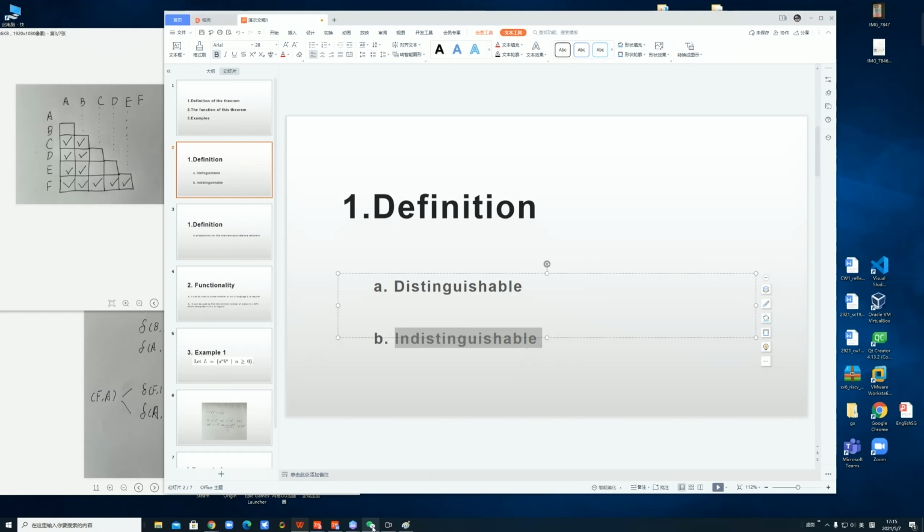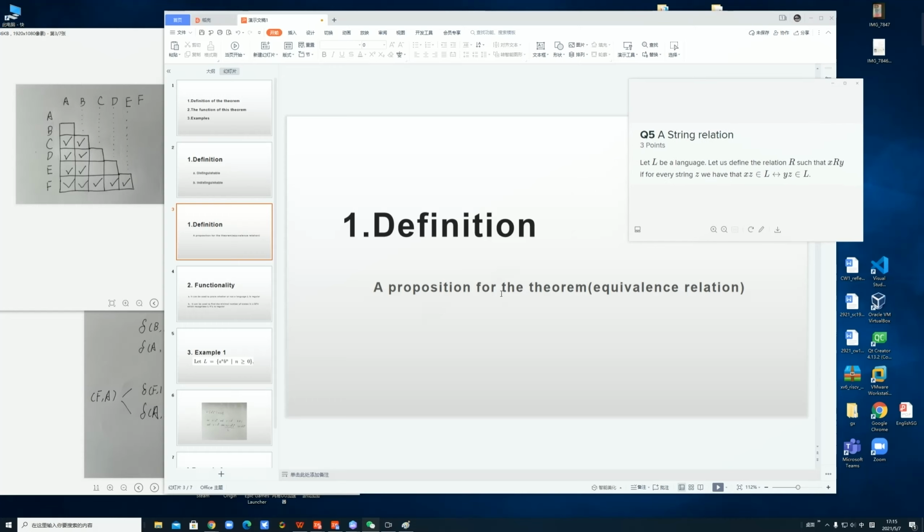Here we can go back to question 5 in coursework 1. We can easily find that the condition in this question is totally the same as indistinguishability. Therefore, we have a new proposition for this theorem about equivalence relation, which says: let L be a language and let R be a relation, both on an alphabet, where X R Y if and only if X and Y are indistinguishable by language L. Then R is reflexive, symmetric, and transitive, so that relation R is an equivalence relation.